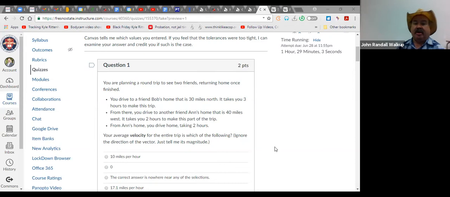Okay. So question one, this is a round trip. Right away, the displacement is zero, right? The displacement vector points from where you start to where you end, and you're ending up at the same point that you started. The displacement is zero. The average velocity, therefore, is zero. The average velocity is the displacement vector divided by the time.